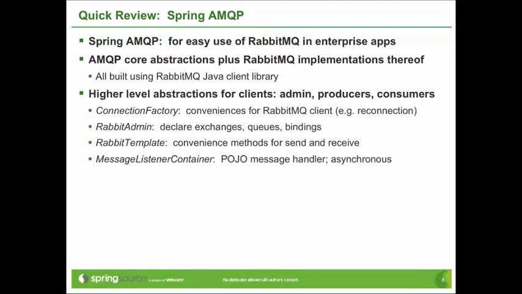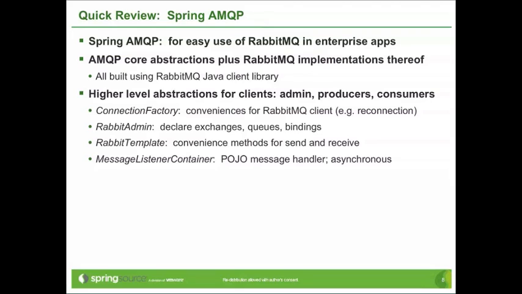The Spring AMQP library provides abstractions that wrap the things exposed by the Java client library to make them mesh better with your Spring application and take away some of the boilerplate and setup work that you'd otherwise have to do. For example, we wrap the RabbitMQ connection factory with some convenience classes in Spring AMQP that do automatic reconnection in the event of connection failure.